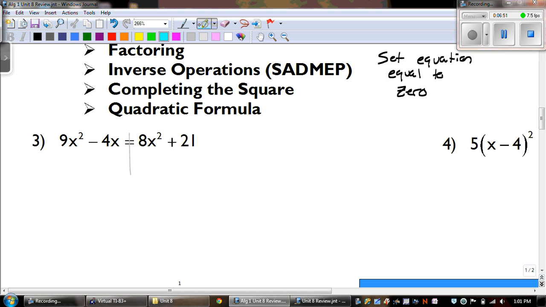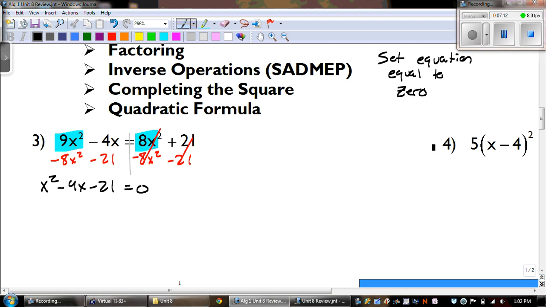So to do that, we're going to look at our two quadratic terms, and I'm going to move the smaller one. So I'm going to subtract the 8x squared from both sides, which means I also have to move the 21. And then everything on the right cancels, and we're left with x squared minus 4x minus 21 equals 0.